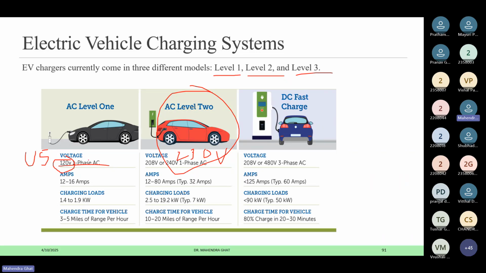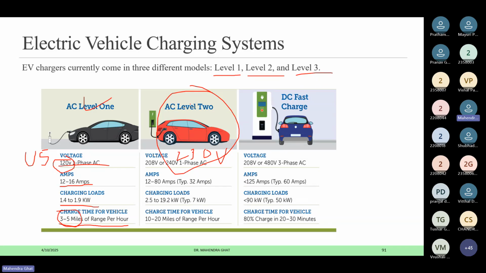So they can charge from the AC supply, and the current rating will be from 12 ampere to 16 ampere, and the charging load will be between 1.4 to 1.9 kilowatt. And for charge times, we can get 3 to 5 miles of range per hour. In 1 hour, we can charge the battery so that we can run the vehicle for 3 to 5 miles actually. So that is one category.